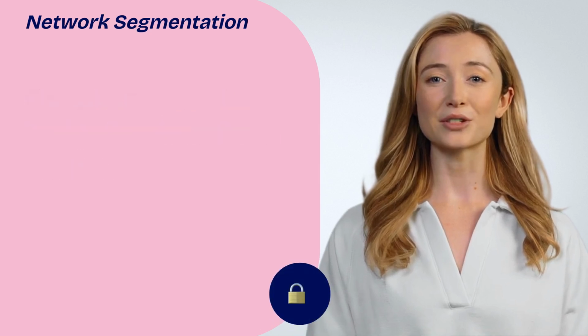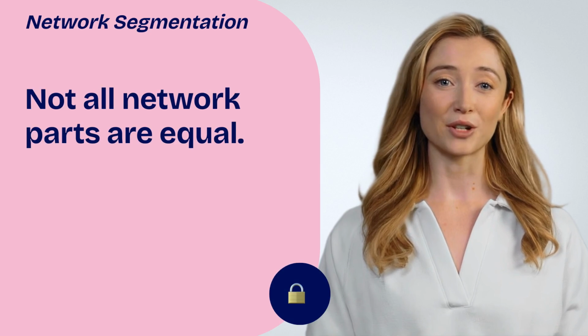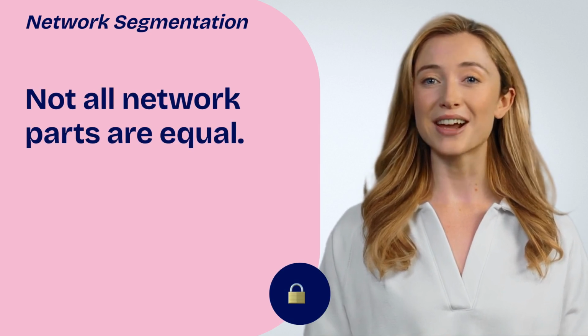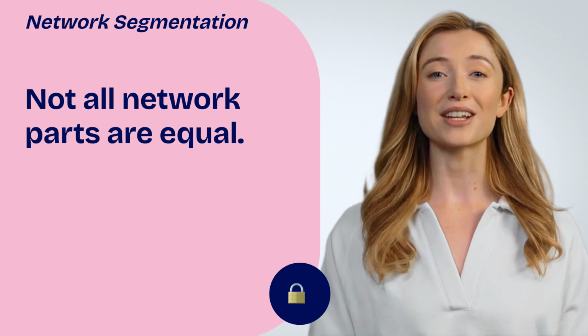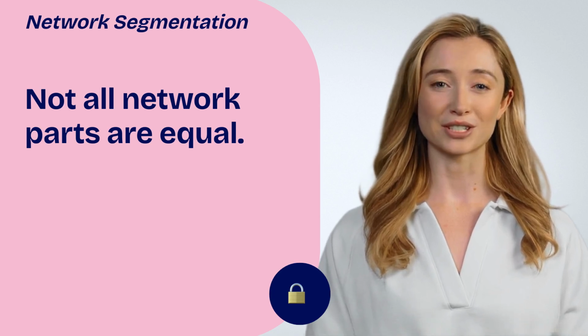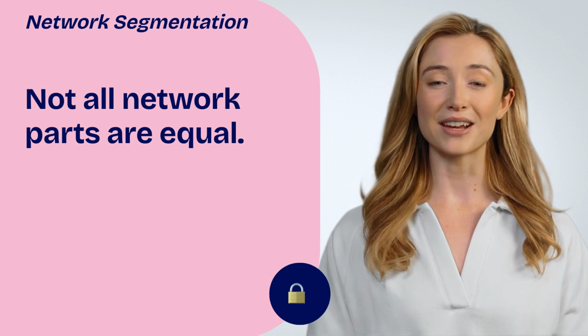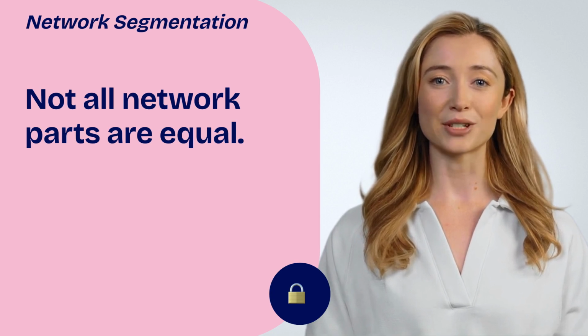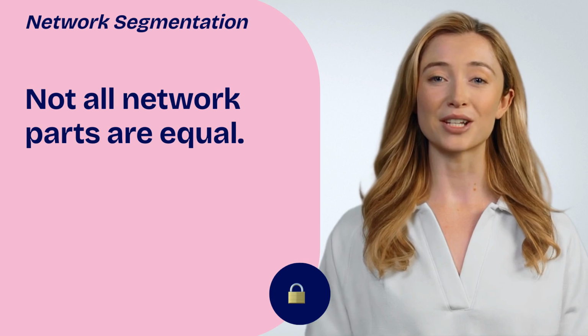This separation is crucial because not all parts of your network are created equal. Some desktops, servers, or users are more important than others. For example, you wouldn't want just any user to access the CEO's files or the financial server. That's where the principle of least privilege comes in, which we'll talk about more in a bit.